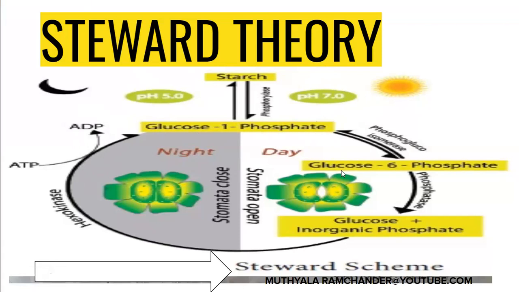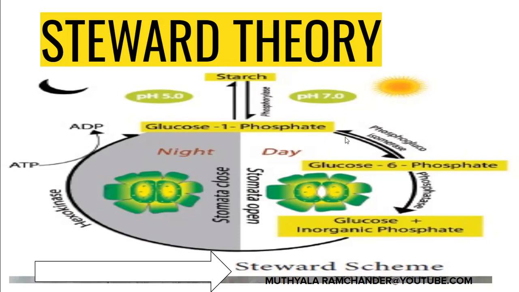How the stoma will open during the daytime and how the stoma will close during the night time is explained by the scientist Steward. According to Steward, during the daytime, guard cell chloroplasts prepare food by photosynthesis. The food is called starch. The starch converts into glucose 1-phosphate in the presence of phosphorylase enzyme.